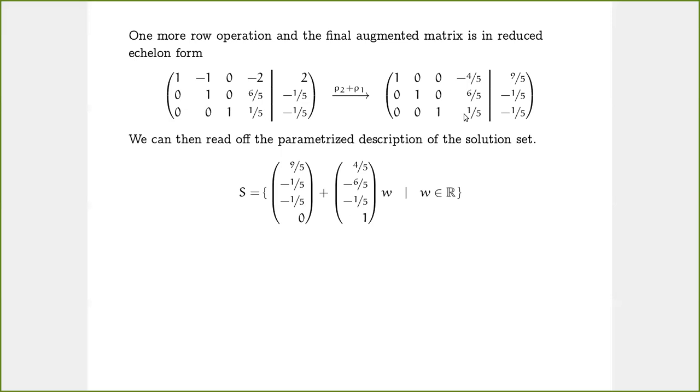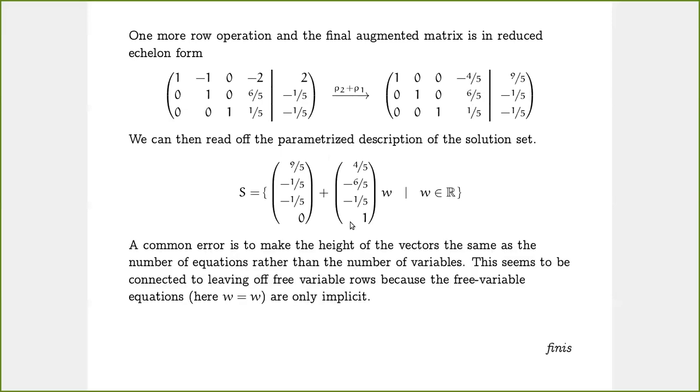Okay, but then we can read off these 3 with the sign change of moving to the other side: 4/5, 6/5, and 1/5. So we can just read off the solution if we understand what we're doing. I just repeat the fact that it's a common error to leave off this last free variable equation. And that is it. There are more examples in the text.